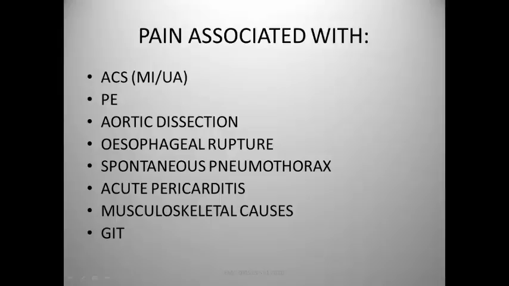Then we look at all the musculoskeletal causes of chest pain, typically due to irritation or inflammation of the structures in the chest wall. Possible causes include costochondritis, intercostal muscle strain from, say, coughing, and pectoralis muscle strain in the setting of recent physical exertion.